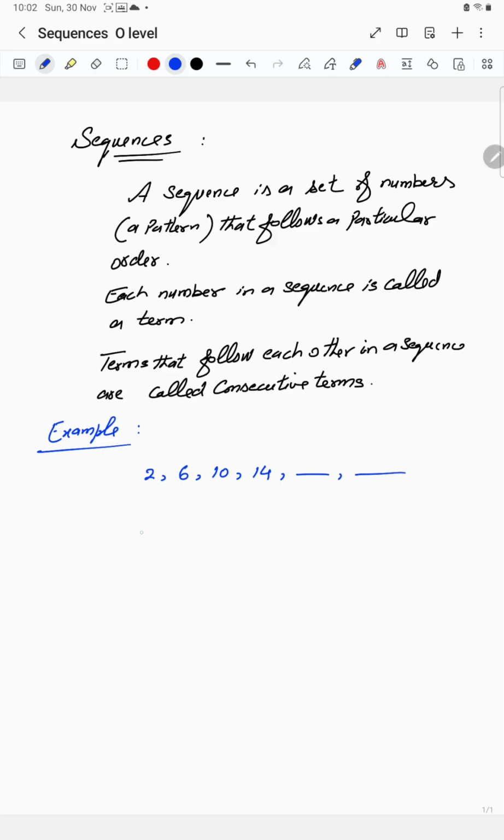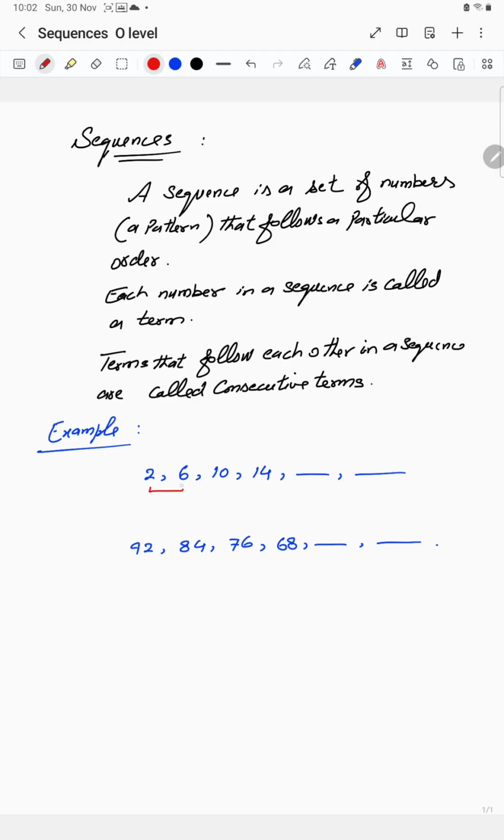Or if we have, say, 92, 84, 76, and 68, and so on. So what to do? Here you can see a specific pattern. What is the pattern which leads towards the successive terms or consecutive terms?